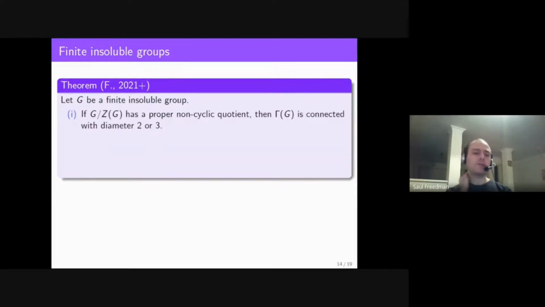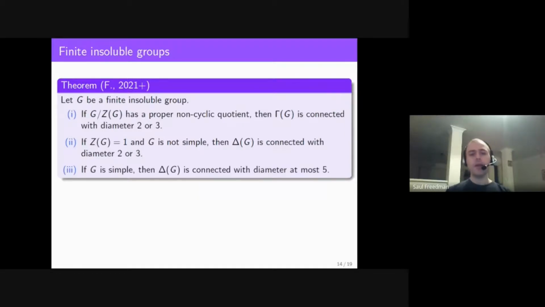In the first case, if the quotient of G by its center has a proper non-cyclic quotient, then the graph of G, gamma of G itself, is connected with diameter 2 or 3. In the second case, if G has trivial center and G is not simple, then delta of G at least is connected with diameter 2 or 3. And if G is simple, then delta of G is connected with diameter at most 5.